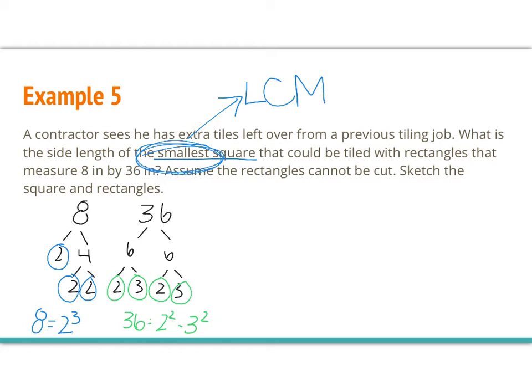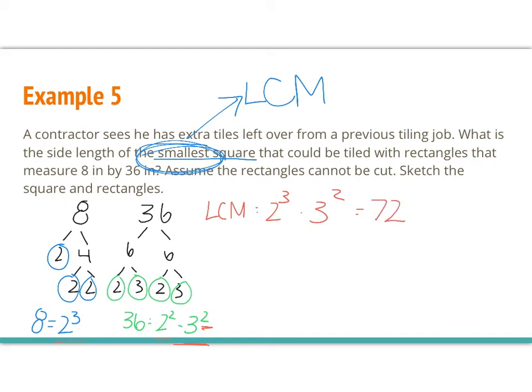I know that I have factors of 2 and 3, and I just need to decide what power I need to do. So 2 is to the power of 3 here, to the power of 2 here. The greatest power is 3, therefore my lowest common multiple will be 2 to the power of 3. I don't have a 3 in 8's factors, but I do have a 3 over here. The largest power then is 2. So my lowest common multiple will be 2 to the power of 3, which is 8, times 9, and that is 72.